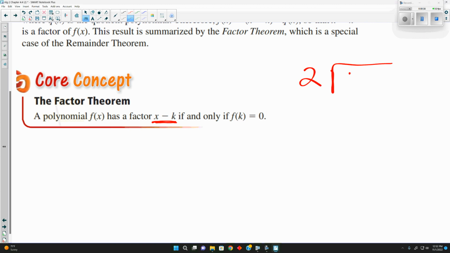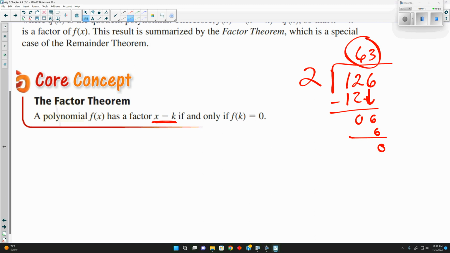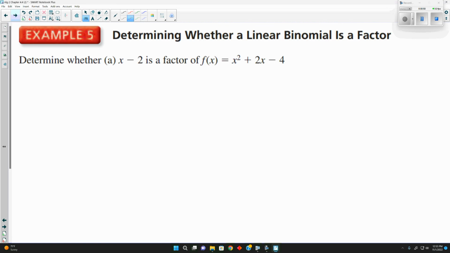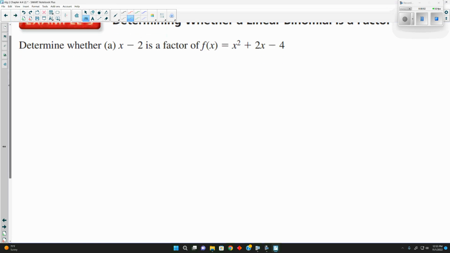2 and 126. Because if we did the division, 2 goes into 12 6 times. 0, bring down the 6. 3. So the remainder is 0, which means 63 is a factor of 126. They're factors if we get a remainder of 0. The same thing is true with polynomials.